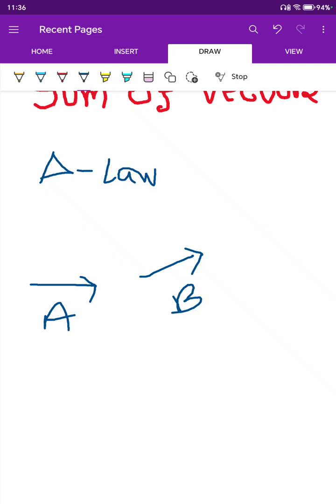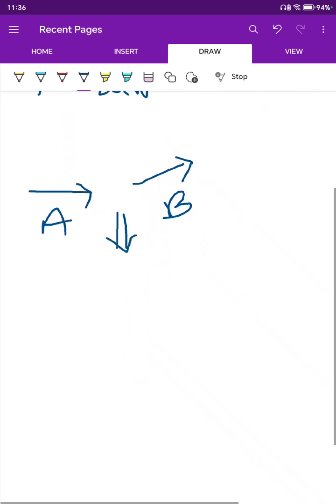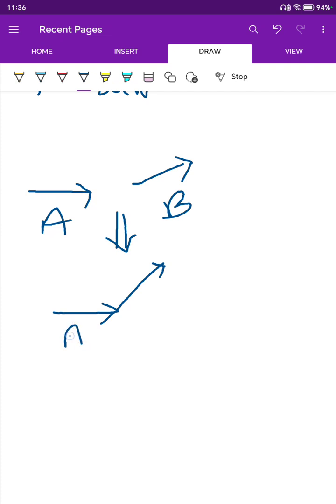So you join these two vectors. I am joining these two vectors here. So this A vector and this B vector. This is B vector, A and B.